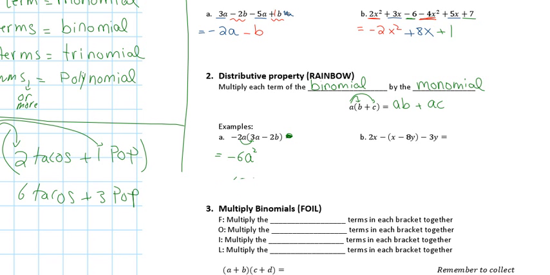And then if I multiply negative 2a by negative 2b, negative and negative makes a positive. 2 times 2 is 4. A times b is ab. Can I simplify this? That's it. This is the simplest form because these are not like terms. You can't do anything with this. Are we okay with this?